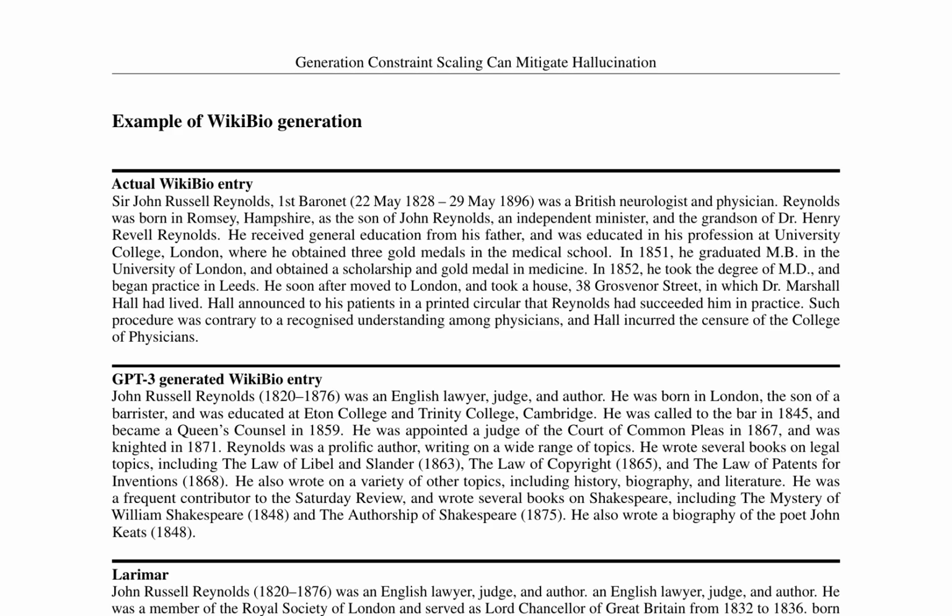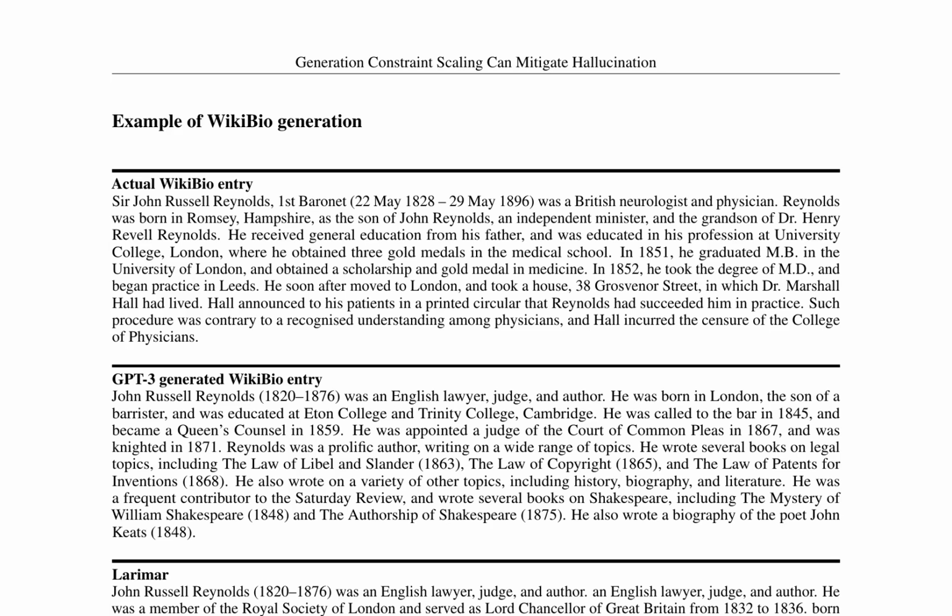Title: Mitigating Hallucination in Wiki Bio Generation through Generation Constraint Scaling. In this study, the authors explore the issue of hallucination in Wiki Bio generation, where the generated text deviates significantly from the actual information available. They propose a method called generation constraint scaling to mitigate this problem. This method involves scaling the generation constraints to ensure that the generated text adheres more closely to the actual data.